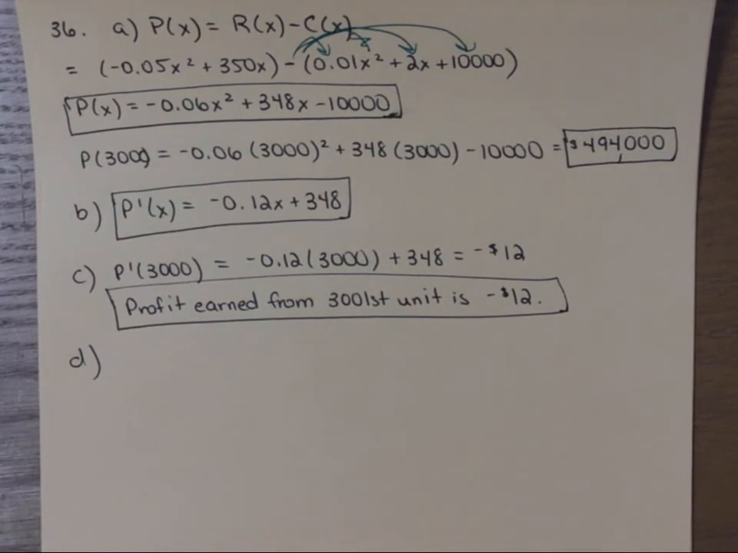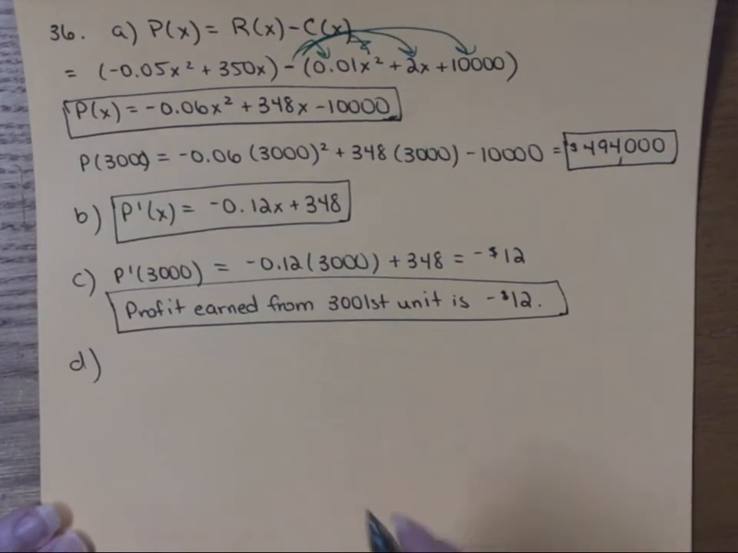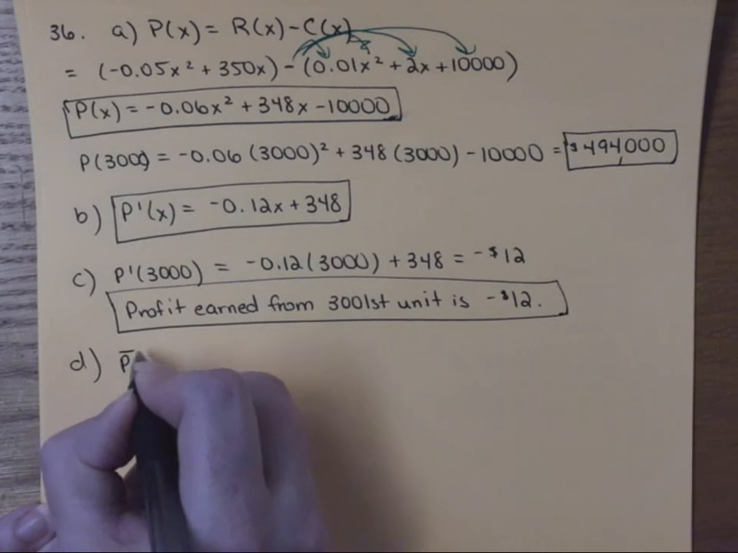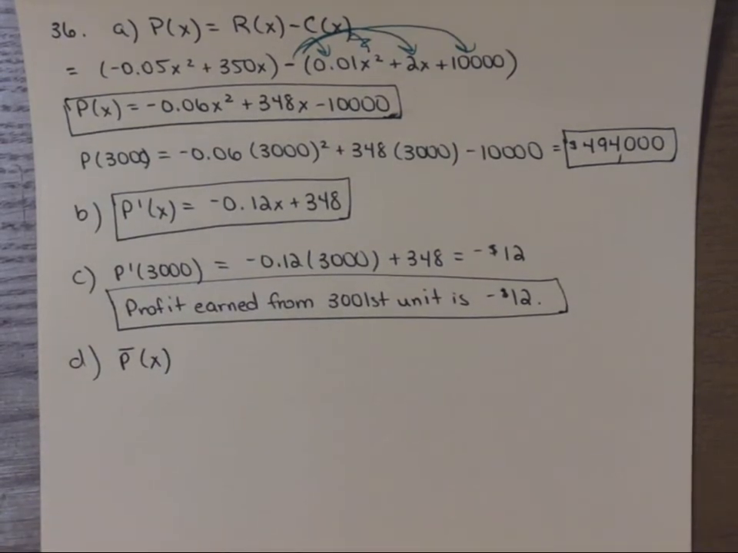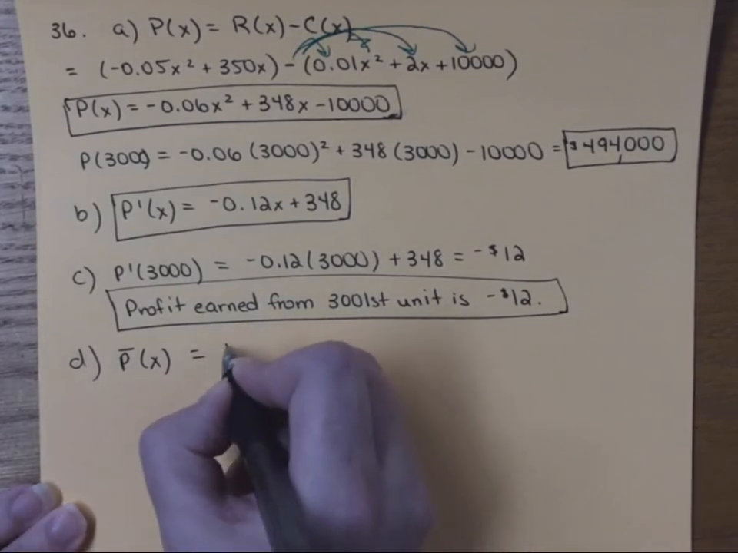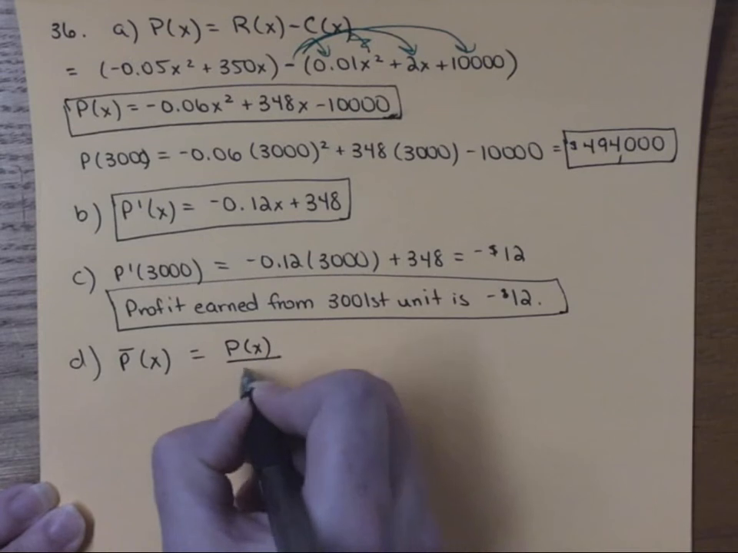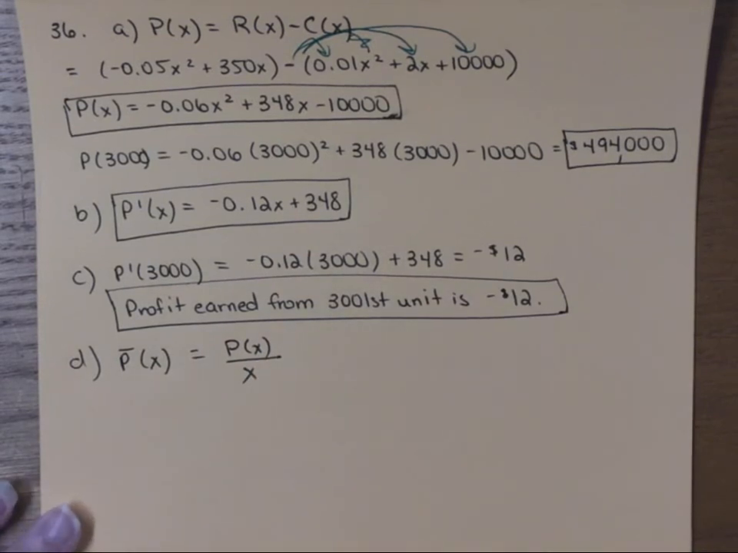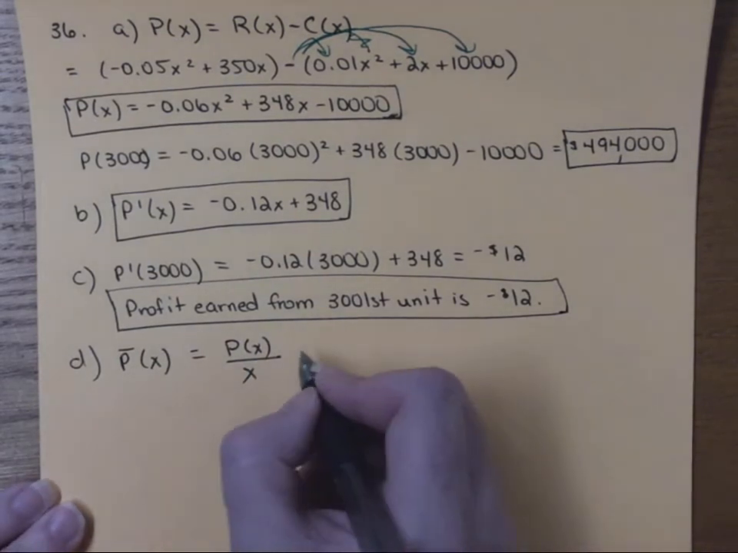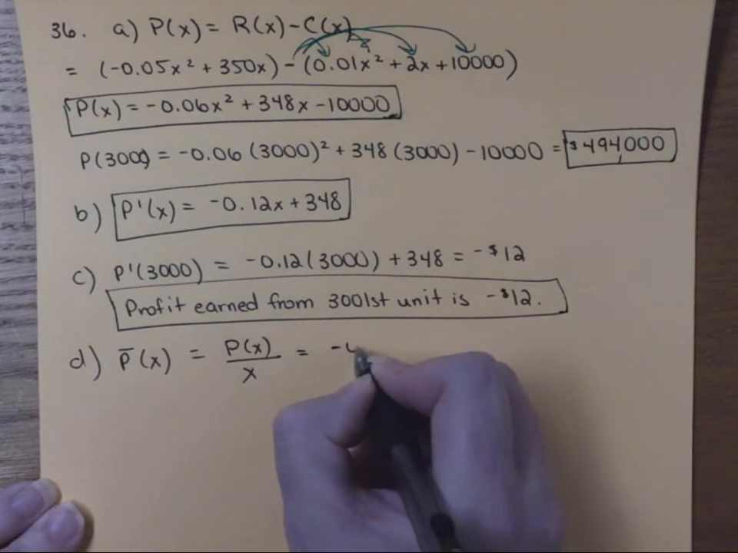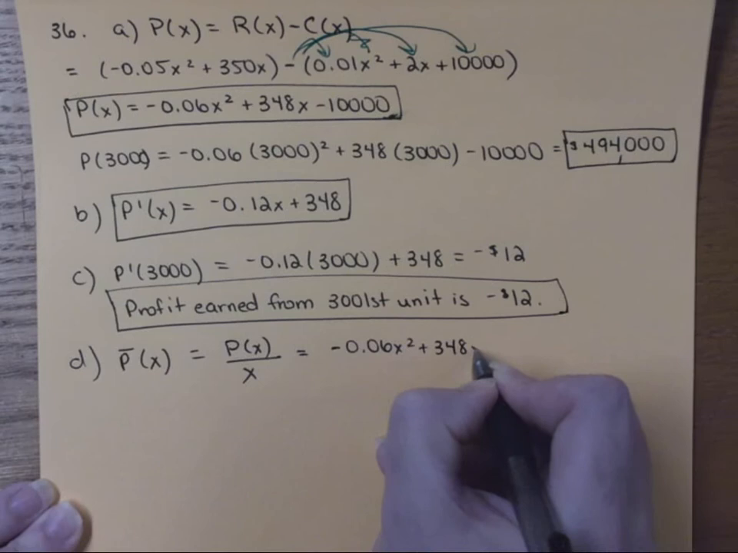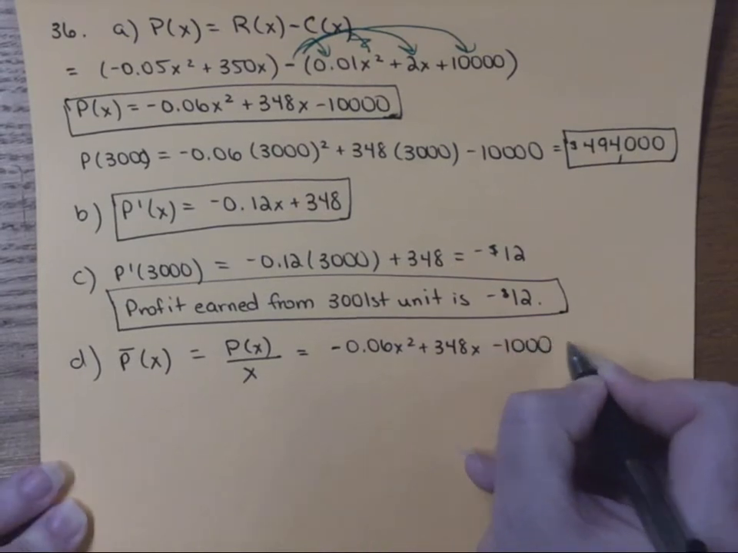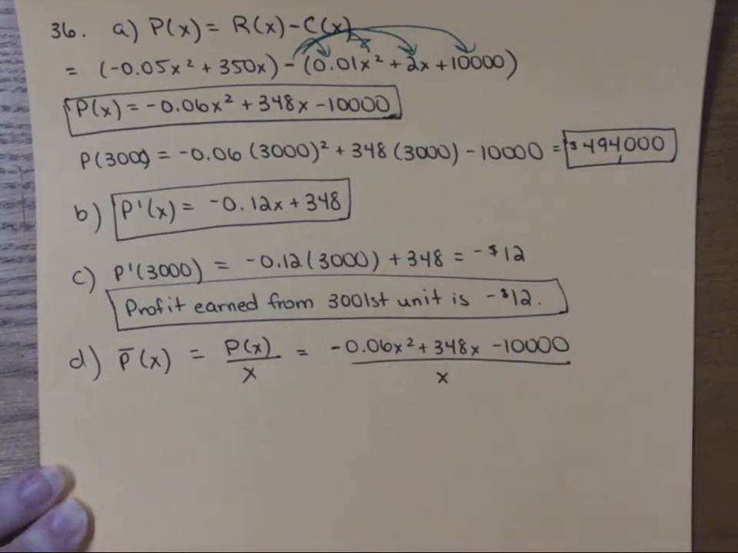D asks you for the average profit function, which we really haven't talked about, but the point that I had for putting that on the review is if you can remember just what average means in general, then you actually should be able to figure it out. So the average profit will just be the profit over x, right? The profit function over x. So that's just going to be the negative 0.06x squared plus 348x minus 10,000 all over x.